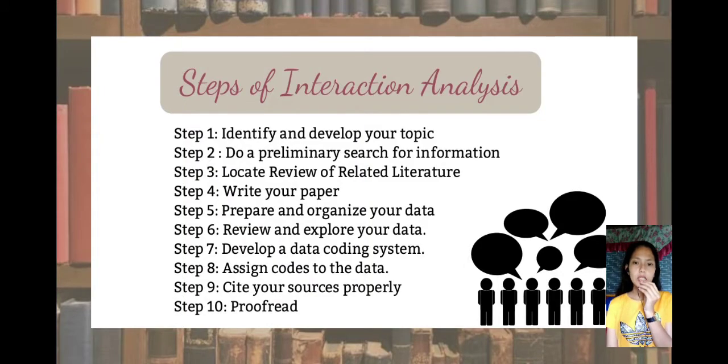Right now, I'm going to discuss the 10 steps on conducting an interaction analysis research design. Step 1. Identify and develop your topic. Step 2. Do a preliminary search for information. Number 3. Locate review of related literature. Number 4. Write your paper. Number 5. Prepare and organize your data. Number 6. Review and explore your data. Number 7. Develop a data coding system. Number 8. Assign codes to the data. Number 9 is cite your sources properly. And step 10, the last, is proofread.